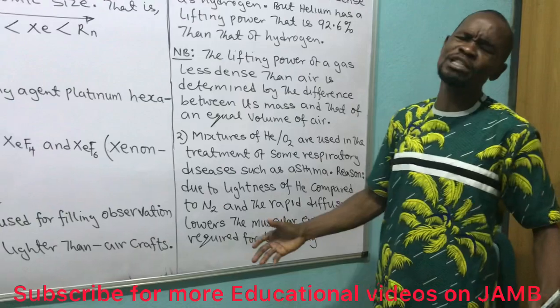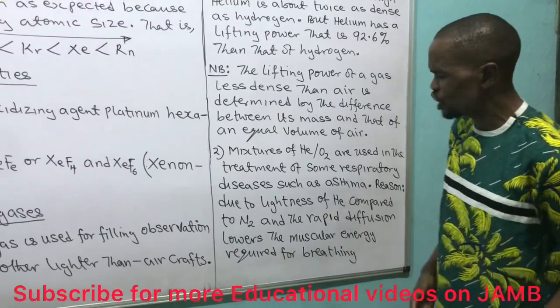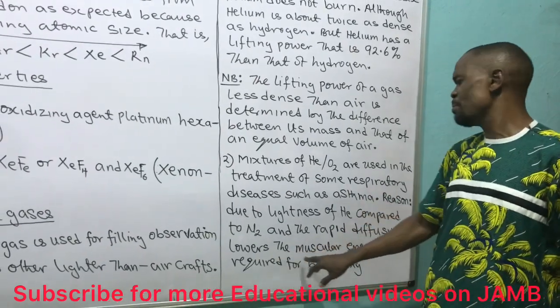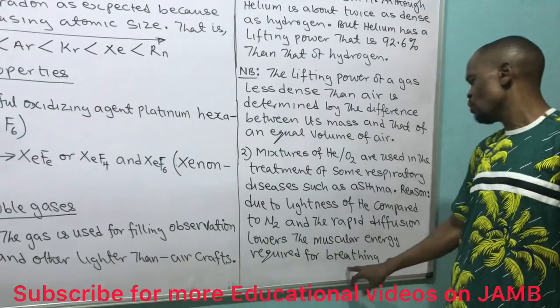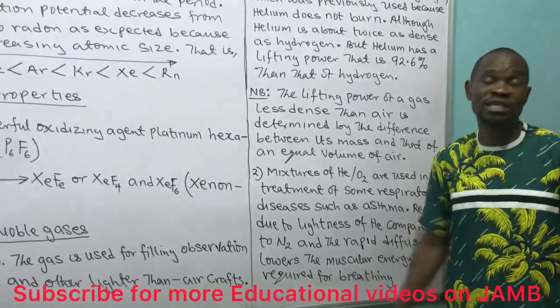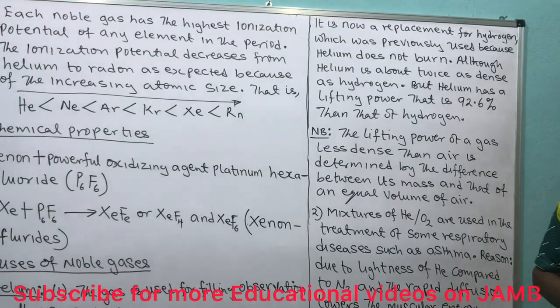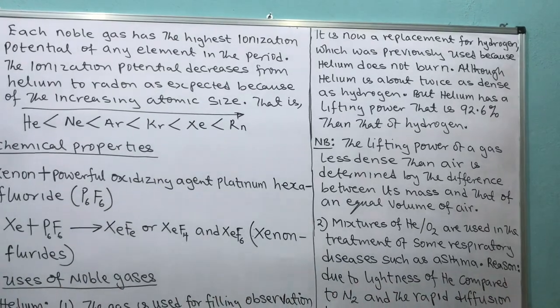We say that helium is lighter than nitrogen. Instead of using nitrogen, we use helium. The rapid diffusion lowers the muscular energy required for the breathing of that patient. This is what made helium to be used in the treatment of asthmatics, because it is lighter than nitrogen.